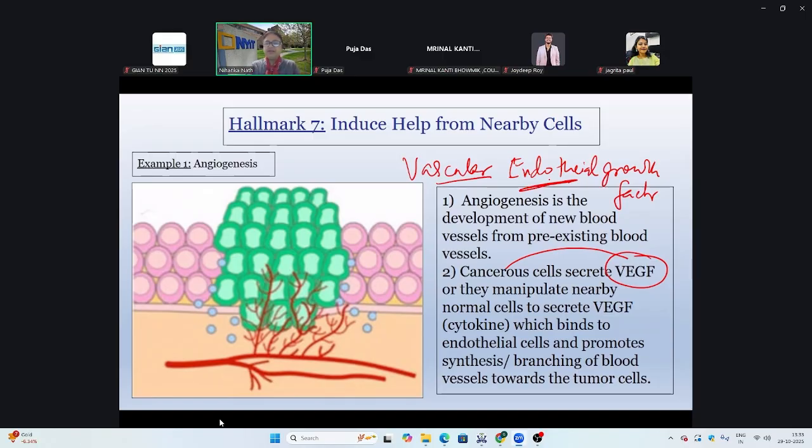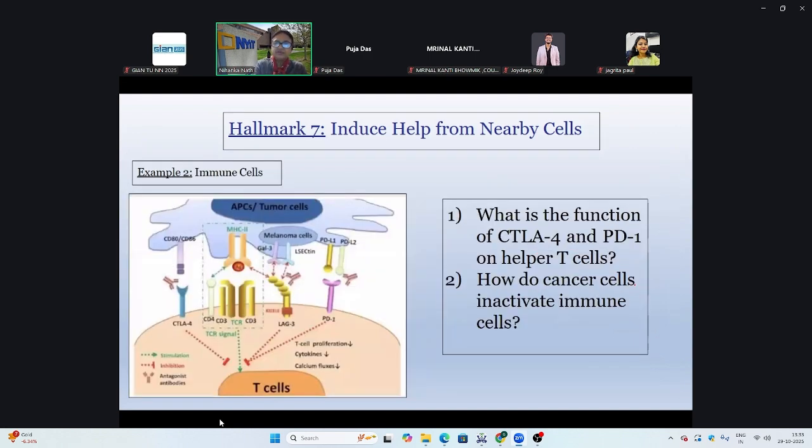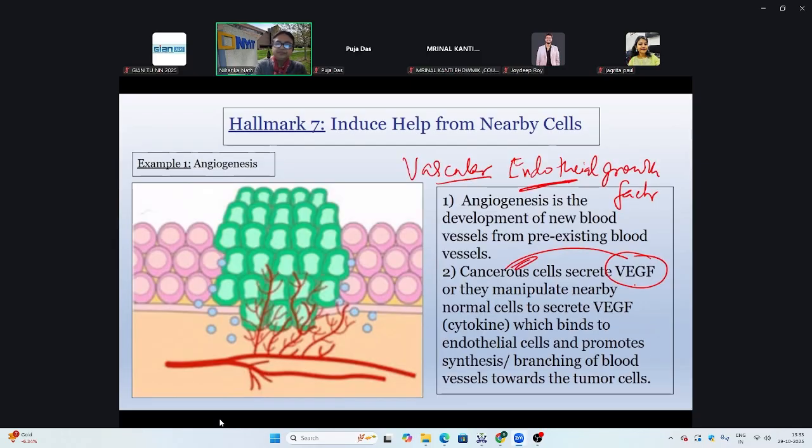it is typically made by the endothelial cells, but in this case, the cancer cells are also making it. And so they tell the nearby blood vessel to make more branches of blood vessels. So that's how they do it. And we just saw how that happens. So more branching.